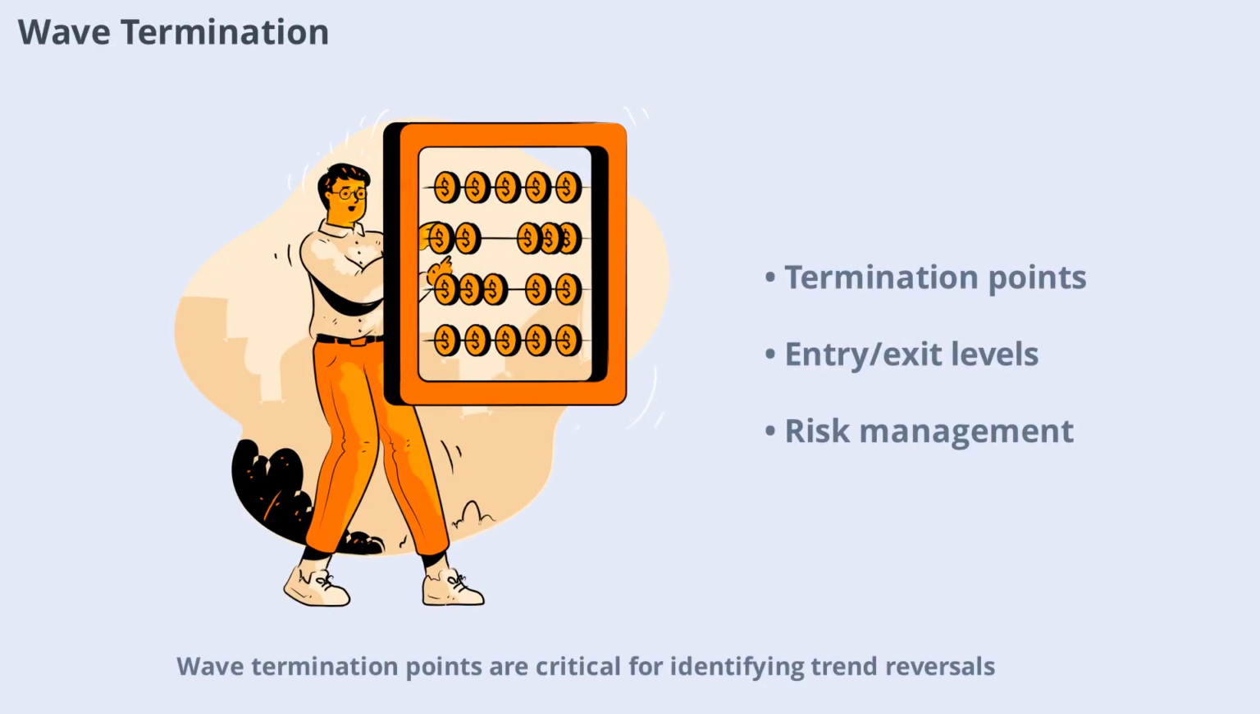Wave termination points are critical for identifying trend reversals. Channel lines, Fibonacci retracements, and pattern guidelines help estimate where waves will end. Accurate identification of termination points allows traders to set precise entry and exit levels and manage risk effectively.